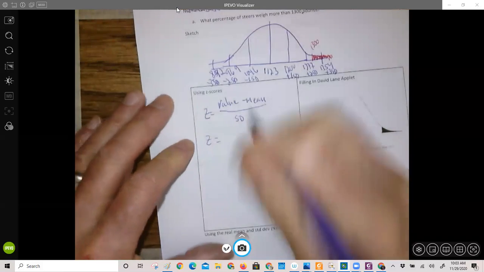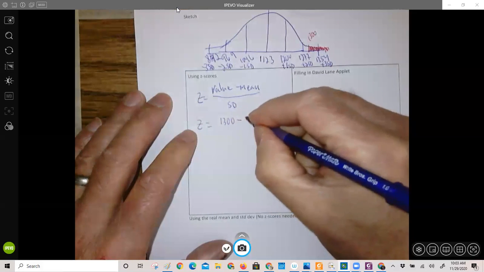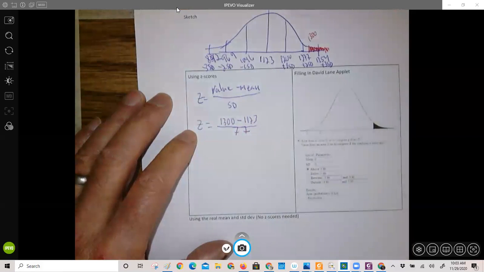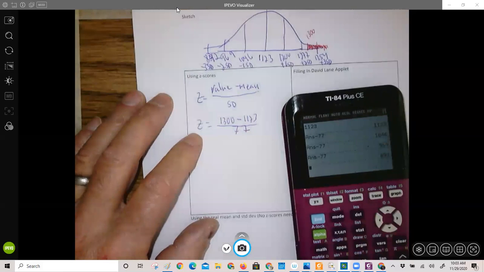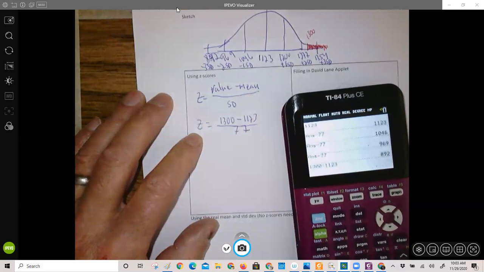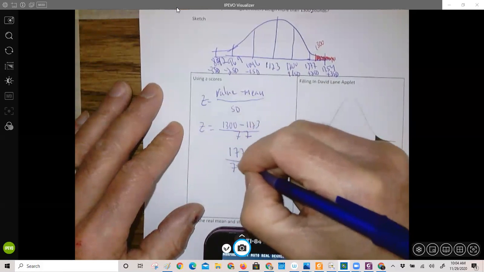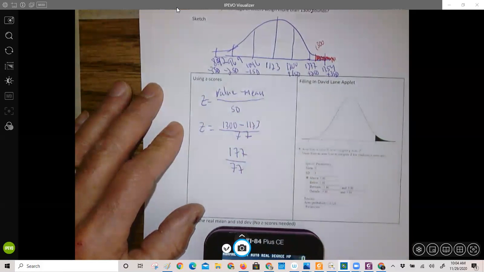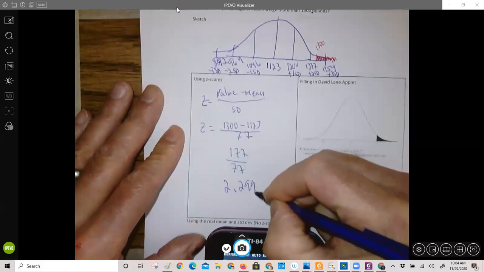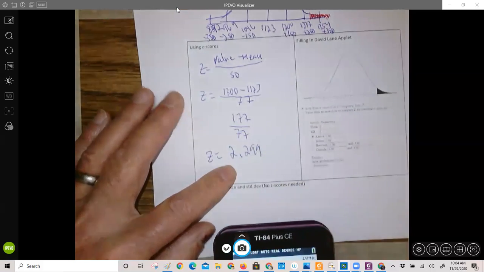So let's find that z-score. I've got 1,300 pounds minus the mean of 1123 divided by the standard deviation of 77. So that's going to be, I should be able to do that in my head, but it's Sunday morning and I don't really want to think right now. I actually need a little more coffee. So I'm getting 177 divided by 77. That gives about 2.99. That's my z-score. So I'm 2.99 standard deviations above the mean. See, I rounded.